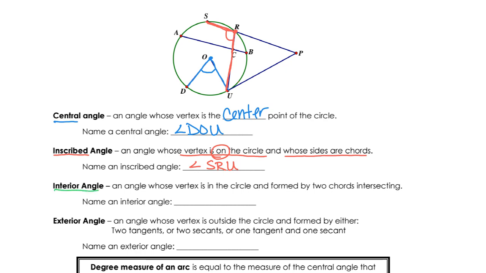An interior angle is an angle whose vertex is in the circle, formed by two chords intersecting. So we have to remember interior angles always look like a crossing X, and we have all kinds of interior angles on both sides. If you see a pair of vertical angles inside of a circle, chances are you found 4 interior angles there. So if I look at an X that I see in my circle up here, each one of these angles here is an interior angle. I'm just going to pick this one right here, and that would be angle ACU.